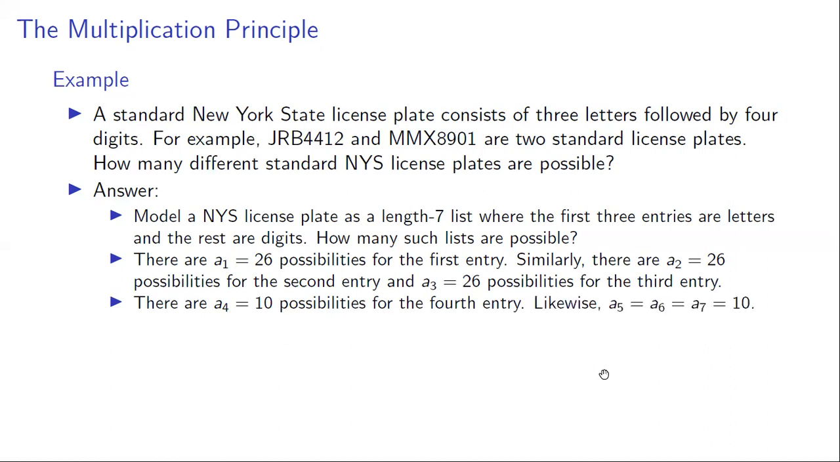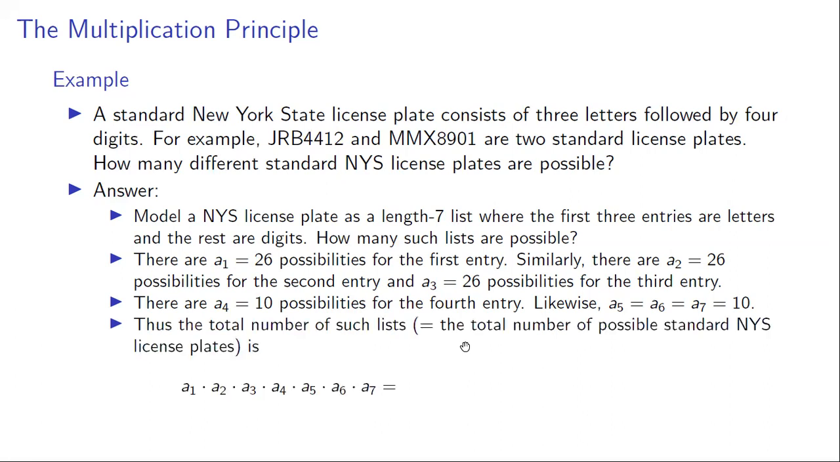Likewise, A sub 5, A sub 6, and A sub 7 are all equal to 10, because again, for entries 5, 6, and 7, you can put any digit you want, and we don't have to worry about not repeating, because you're allowed to repeat digits. Even all digits can be repeated, right? You can have JRB 4444. That's fine. That's legal. It's a legal license plate.